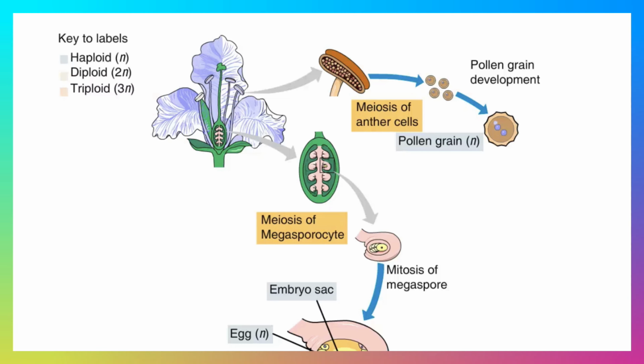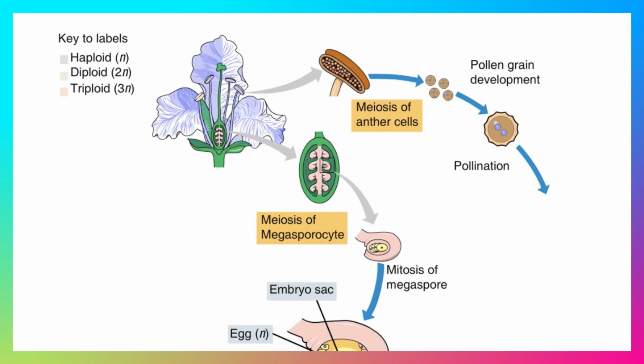A diploid cell within the anther divides by meiosis to form 4 microspores, N. Each microspore, N, divides once by mitosis to form 2 cells. A tough wall is formed around the outside, creating a pollen grain, which contains a male gametophyte.